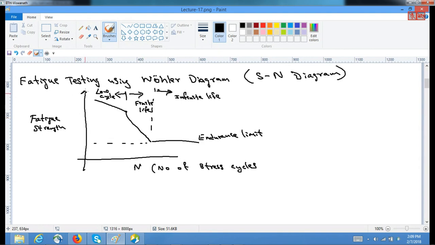So these are the different strengths. If you are operating at very high stresses, that is when this is 10 to the power of 0, this can be 10 to the power of 1, and generally this would be around 10 power 3. This would be around 10 power 6 for mild steels. Anything less than 10 power 3 is low cycle fatigue, and anything above 10 power 3 can be called high cycle fatigue.